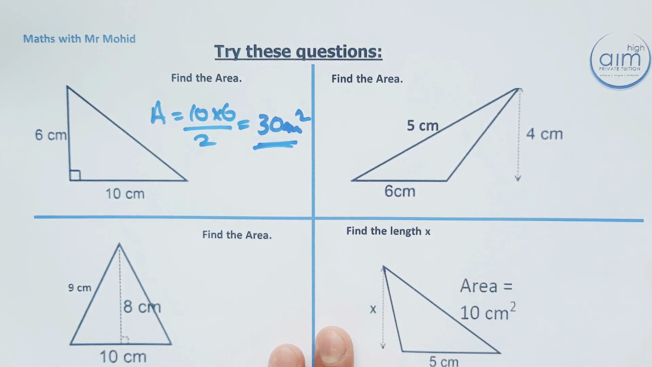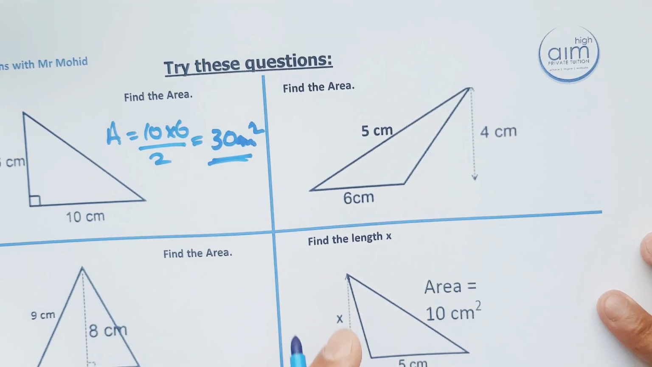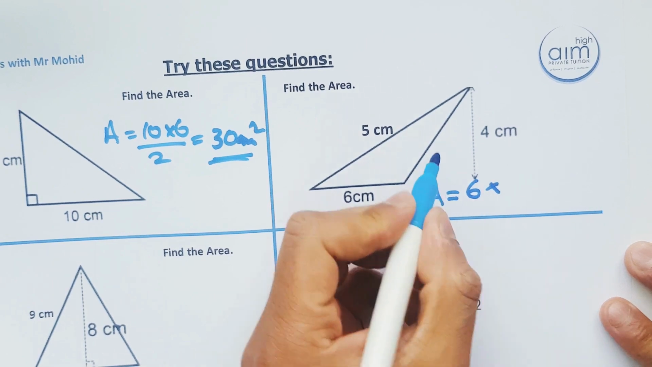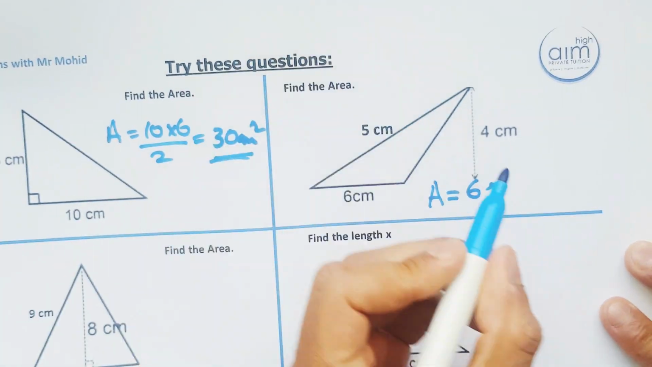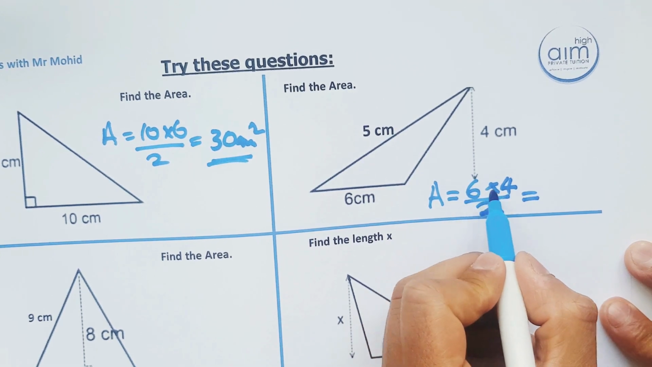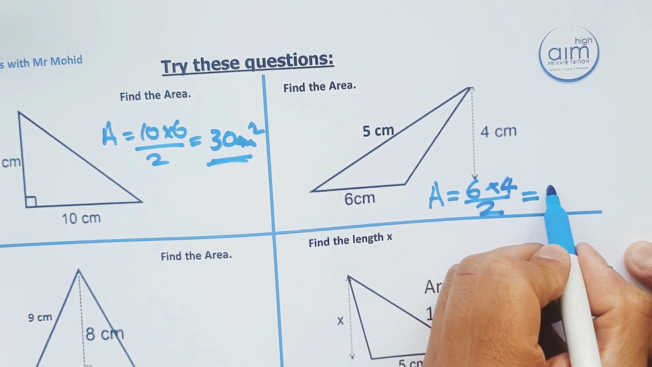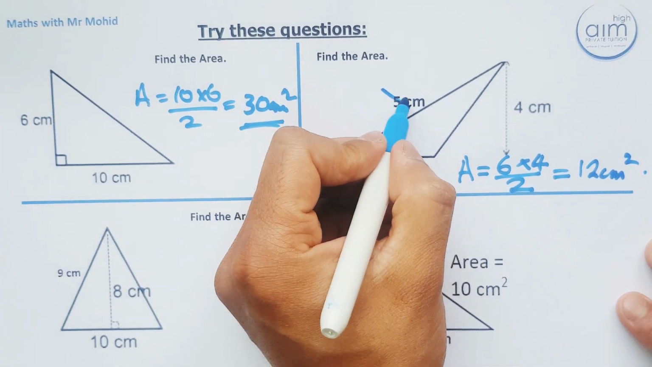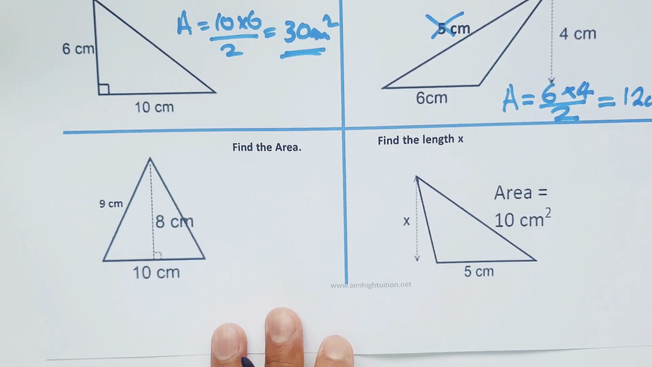Next one, we'll go across. Area is going to be base, which is 6, times the height, which is 4, divided by 2. 6 times 4 is 24, divided by 2 is 12 centimeters squared. Remember, this 5 was there to confuse you. You don't need to use that.